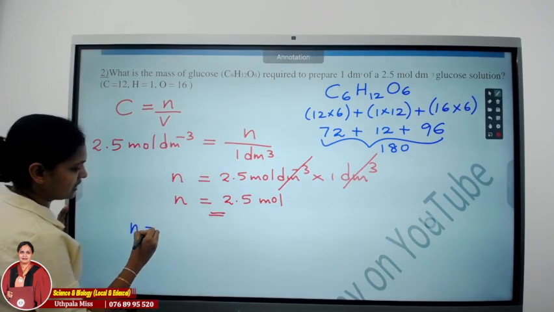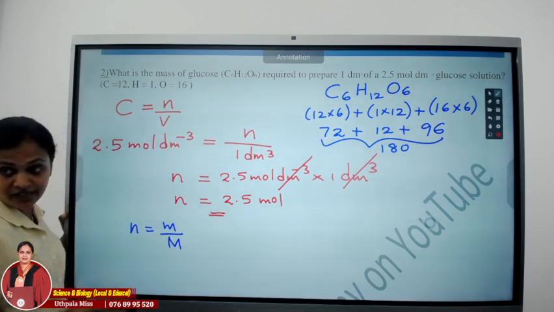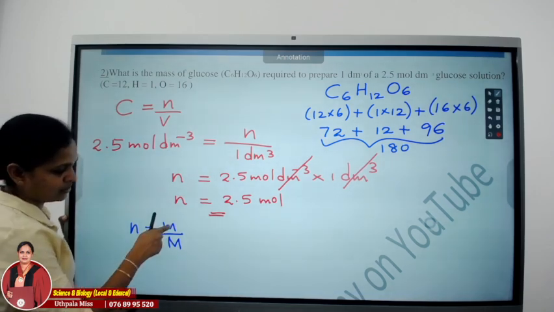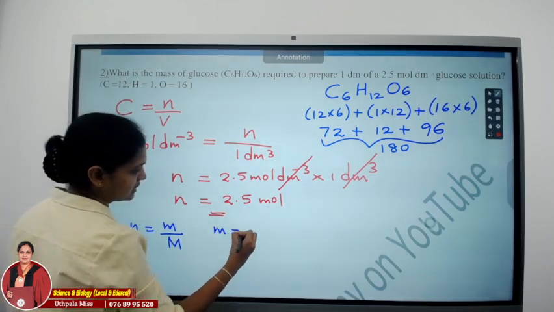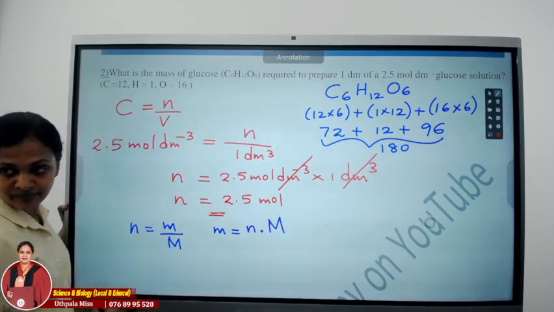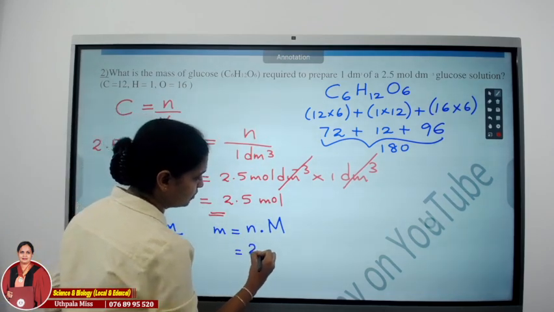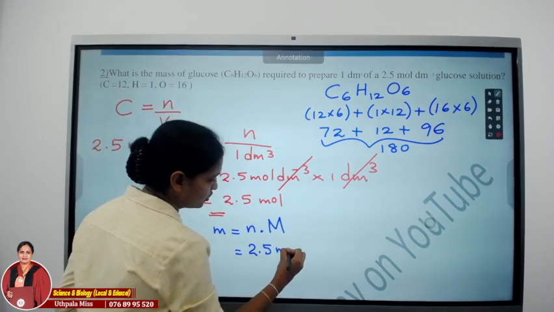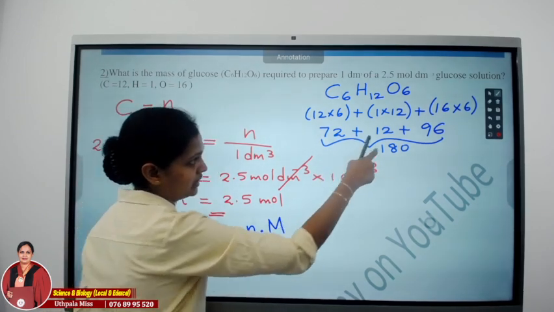Number of moles equals mass divided by the molar mass. So you are supposed to find the mass. Mass equals number of moles multiplied by the molar mass. So the number of moles you have found out as 2.5 moles. Right? Then the molar mass.